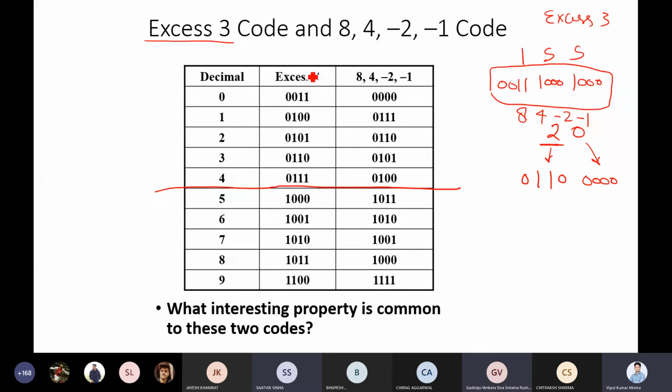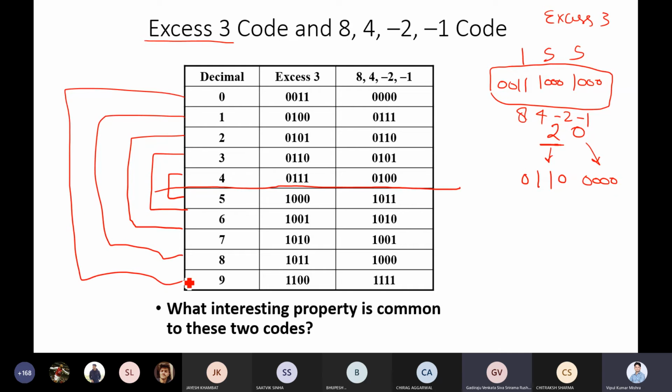That's true, that we already explained. XS3 means it is +3, always +3. So if you take a mirror of this and take the complement, you will get the same number. Means these two numbers are complement to each other. These two numbers are complement to each other. These two are complement to each other. These two are complement to each other. These two are complement to each other.